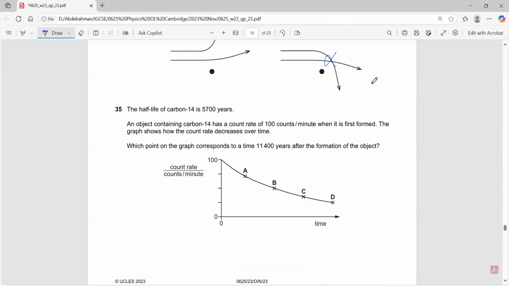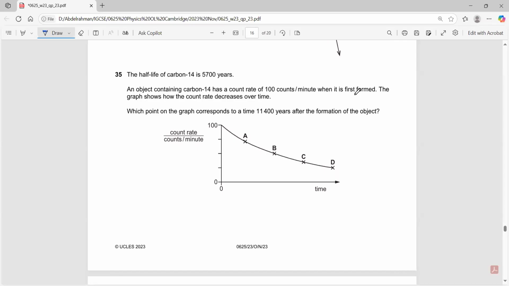Half-life of carbon-14 is 5,700 years. An object containing carbon-14 has a count rate of 100 counts per minute when it is first formed. The graph shows how the count rate decreases over time. Which point on the graph corresponds to a time of 11,400 years after the formation of the object? What is 11,400 years? This means two half-lives, because 5,700 multiplied by 2 is 11,400 years.